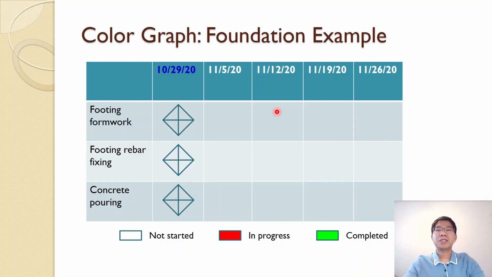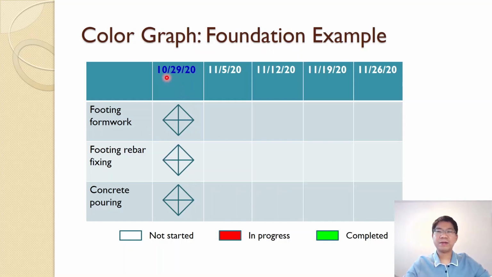Another variant of the color graph can be applied to physical work that we do on site, or even design. So I give you a foundation example here, for the first week. For the foundation, we learn that it can have three major activities: formwork, putting in rebar, and then placing concrete.